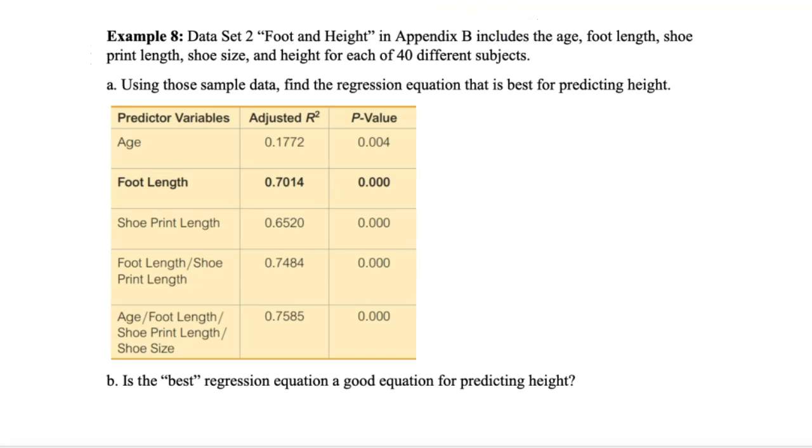And often the best way to describe this is with the use of a few examples. So we have example A, dataset 2, foot and height in Appendix B, includes age, foot length, shoe print length, shoe size, and height for 40 different subjects. So this is that example we were just talking about. Using those sample data, we want to find the regression equation that is best for predicting height. And so remember, we are looking for a high R-squared. We are looking for a low p-value. And we are looking for few predictor variables.